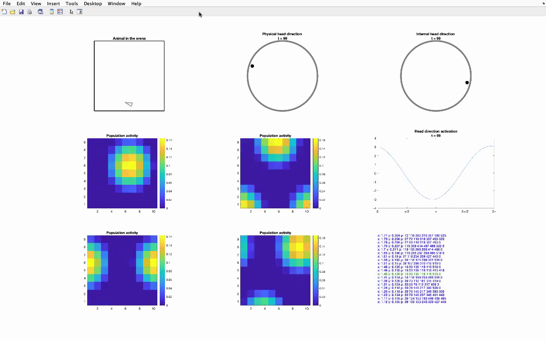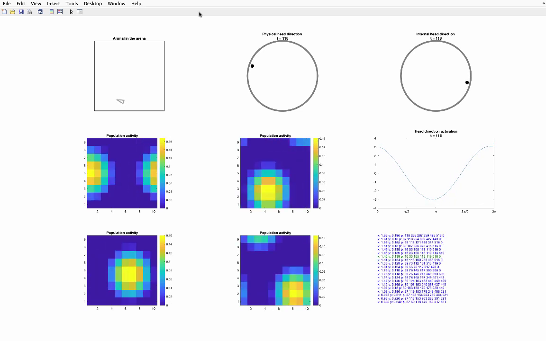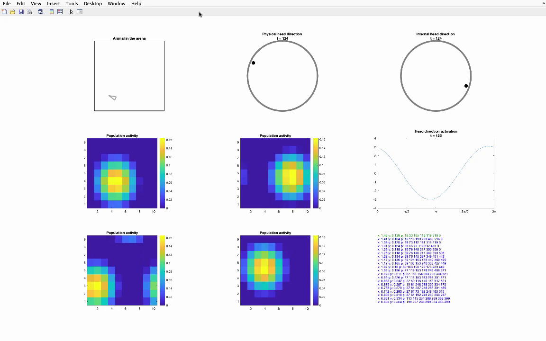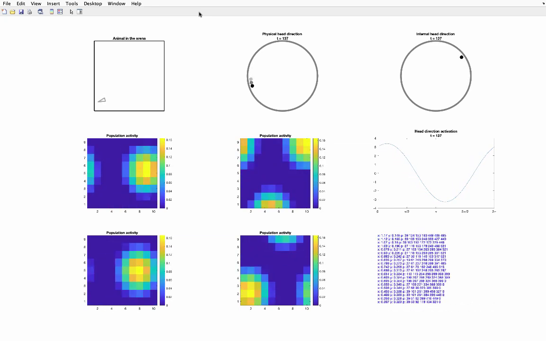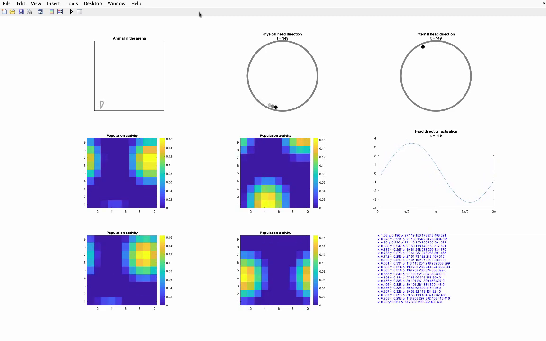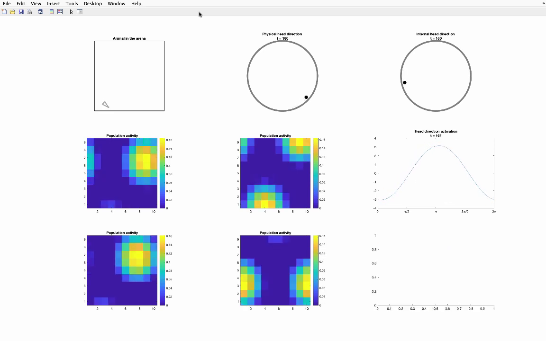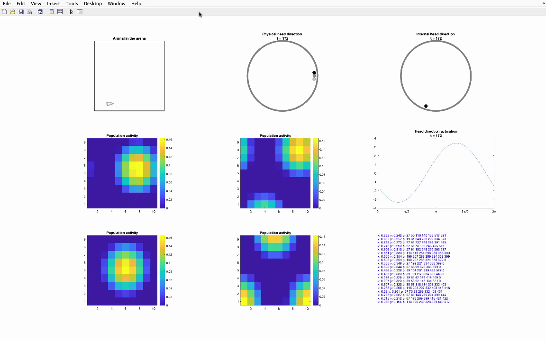Top right is the internal head direction system, which starts from some random initial activation, and then the clockwise and counterclockwise movements match up pretty closely to the actual physical head direction. Just below that is the head direction activation depicted on the unit circle.